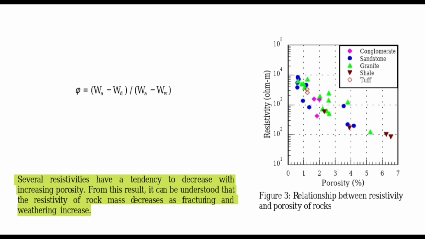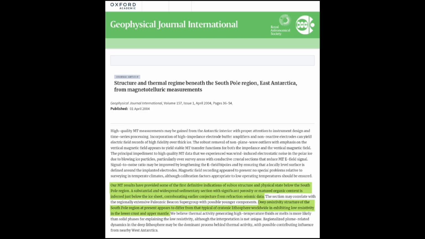And again, they're saying that their results show that below the South Pole, there is low resistivity in the lower crust and the upper mantle. So basically, there are signs of weathering and fracturing in the rock within the lower crust and the upper mantle below the South Pole region. And that low resistivity is because of that substantial and widespread sedimentary section below the South Pole region that is exhibiting a significant amount of porosity, a significant amount of open space or voids.